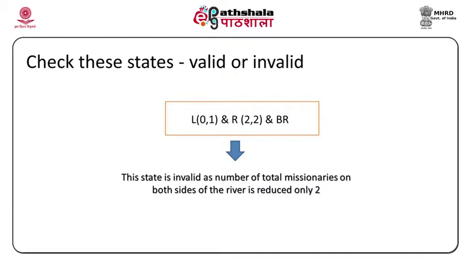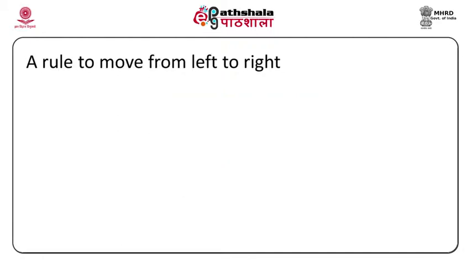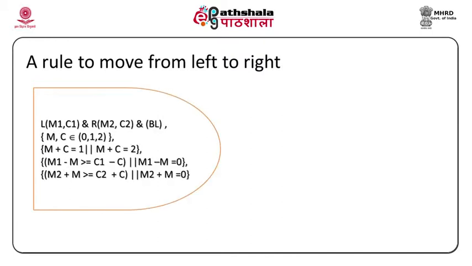Let us move on. Let us look at the rule number 1, moving from left to right. You may be surprised, the earlier example we had 12 moves. This is a harder problem, but we only have 2 moves. Great. See, now try to understand. It is L M1 C1, R M2 C2 and BL.